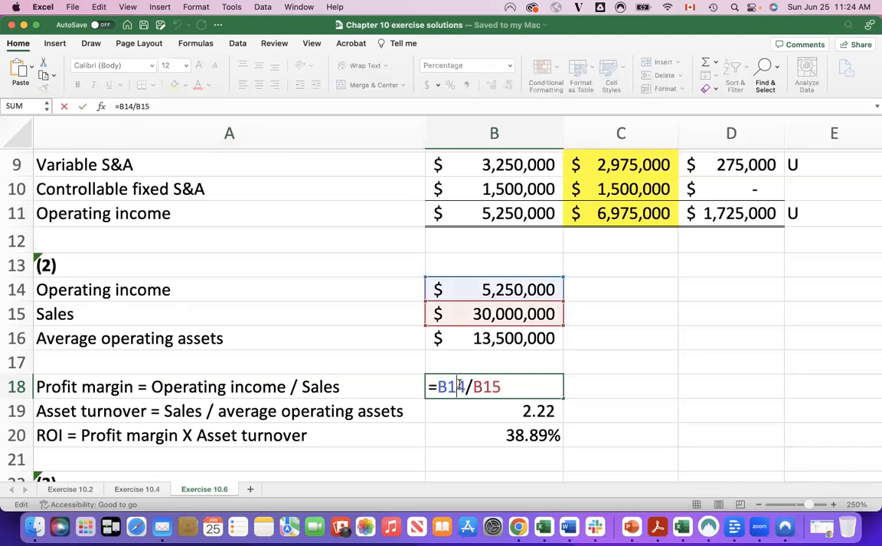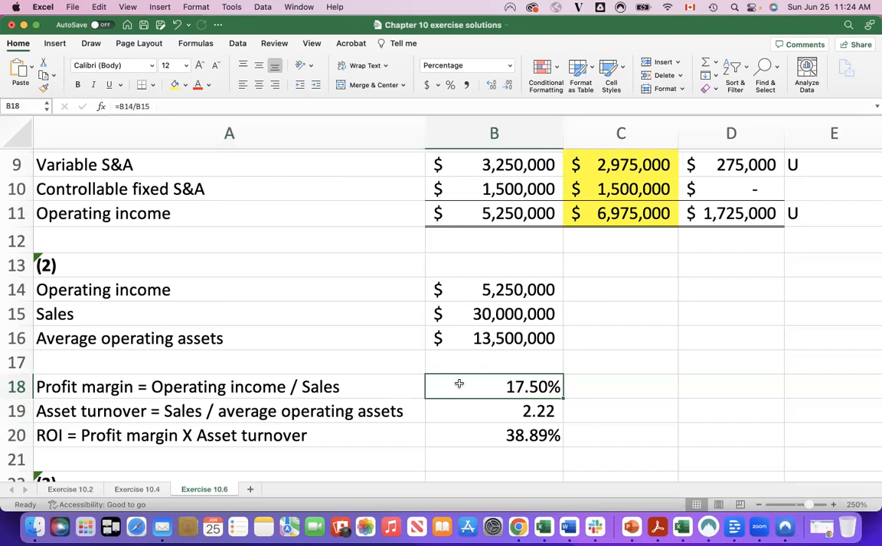Our profit margin is simply our operating income of 5,250,000 divided by sales of 30 million. We get a profit margin of 17.5%. Remember, what does that number represent? What does 17.5% mean? It means that for every dollar of sales that we make, 17.5 cents is left over as income for this investment center.